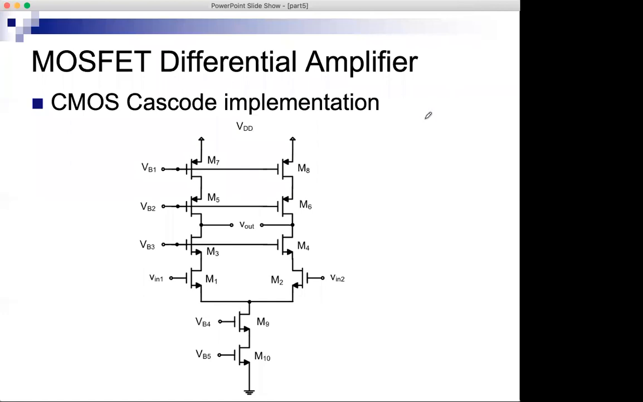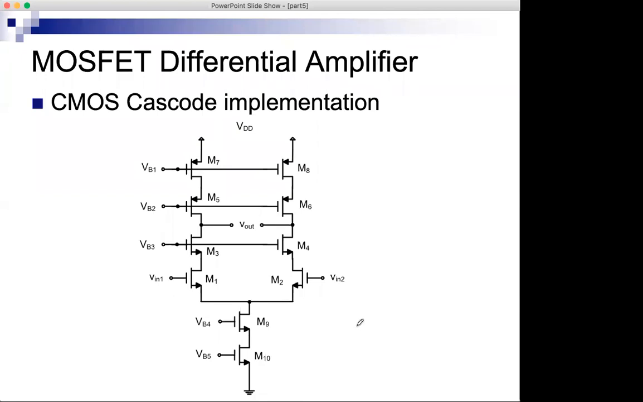All right, let's identify the different components, starting from here and the differential pair. And this is the differential pair, and that's clear. These are my two inputs, M1 and M2 are the differential pair. Their sources would be connected together and connected to a current source. This is supposed to be a current source. All right, are M9 and M10 implementing a current source?